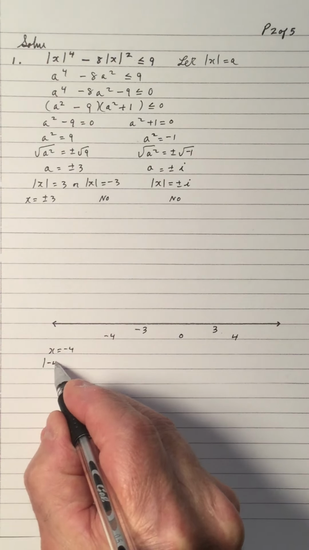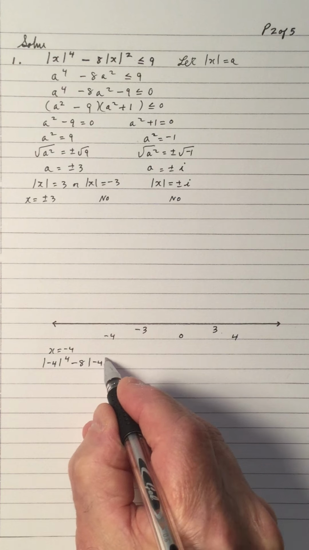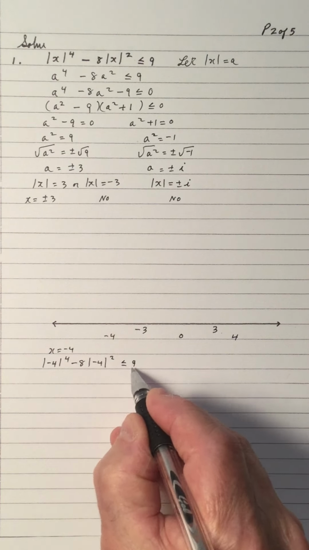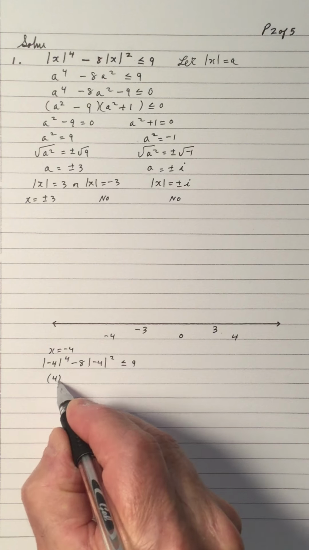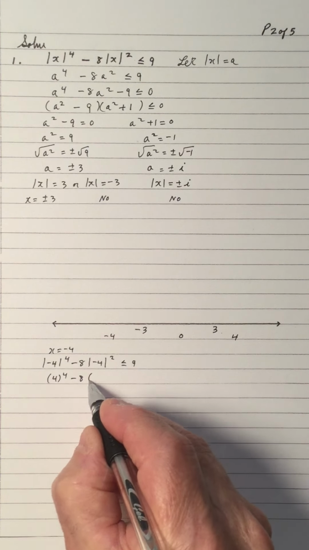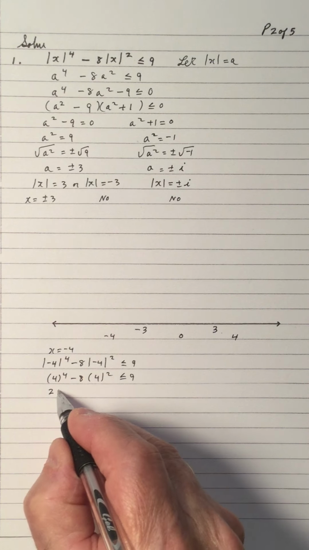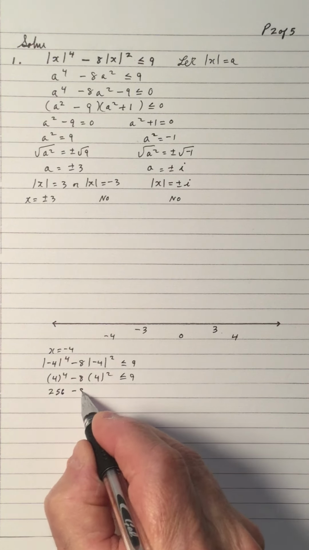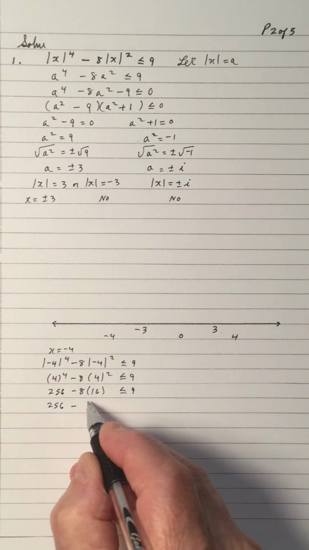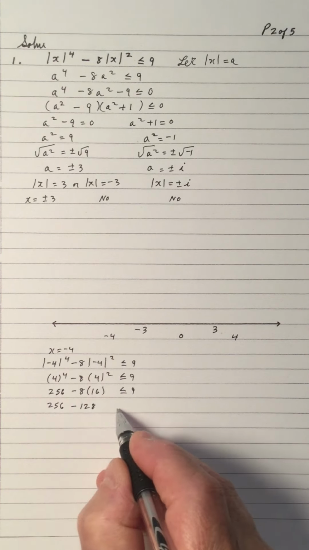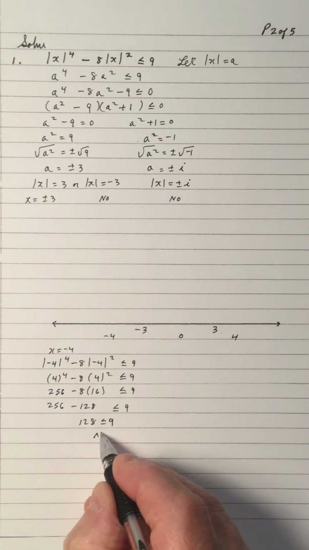We've got the absolute value of negative 4 to the fourth minus 8 times the absolute value of negative 4 squared, less than or equal to 9. The absolute value of negative 4 is 4, so that's 4 to the fourth minus 8 times 4 squared, less than or equal to 9. And 4 to the fourth is 256, minus 8 times 16, which is 128, less than or equal to 9. So 128 is less than or equal to 9. That's a no, that's false.